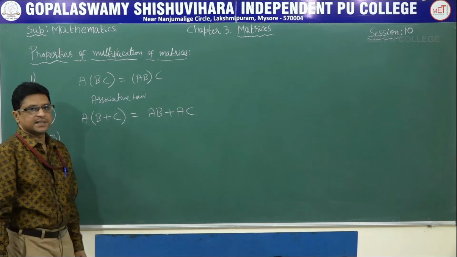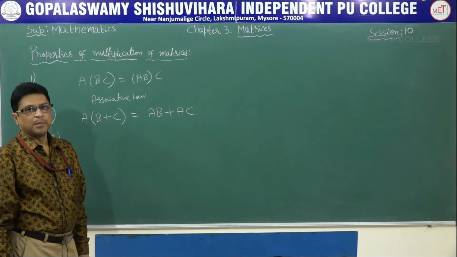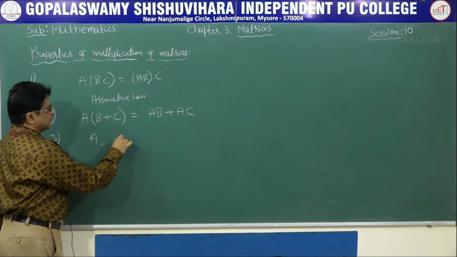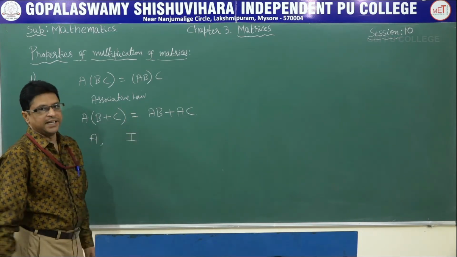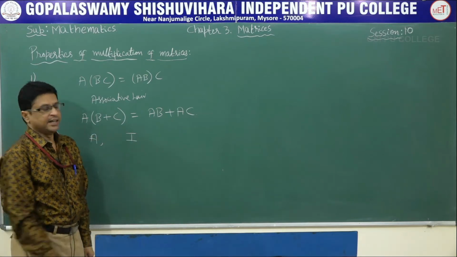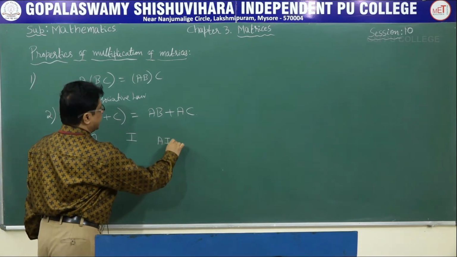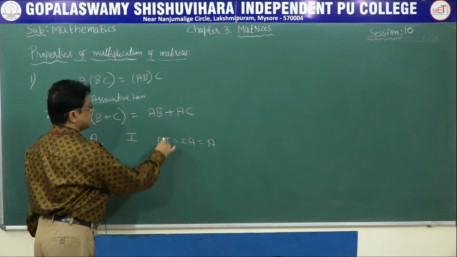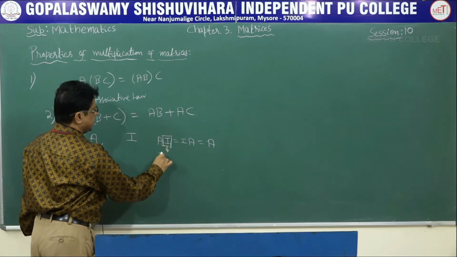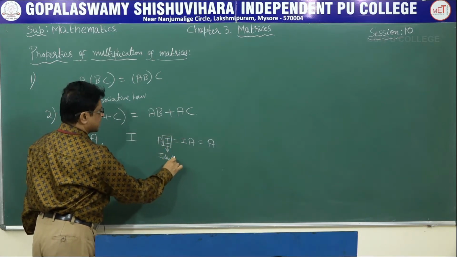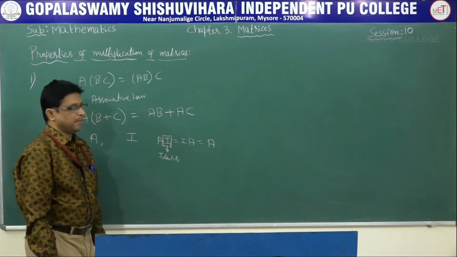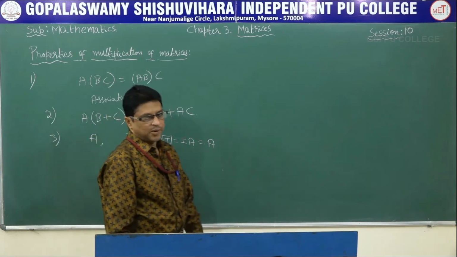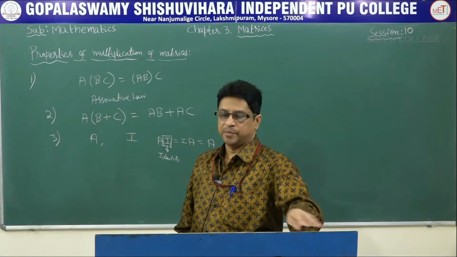And the third one is existence of multiplicative identity. For a matrix A, there exists a matrix I of the same order of A, then A into I is equal to I into A is equal to A. This I is the identity matrix for matrix multiplication.